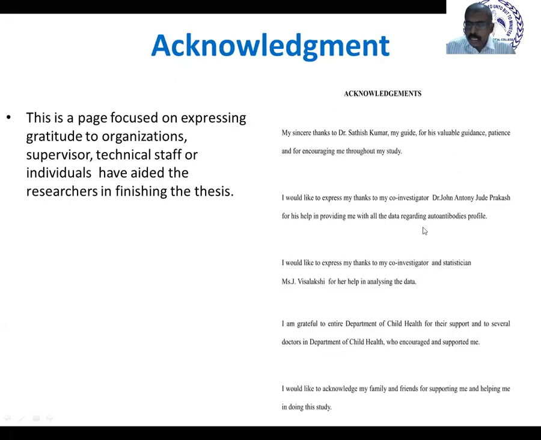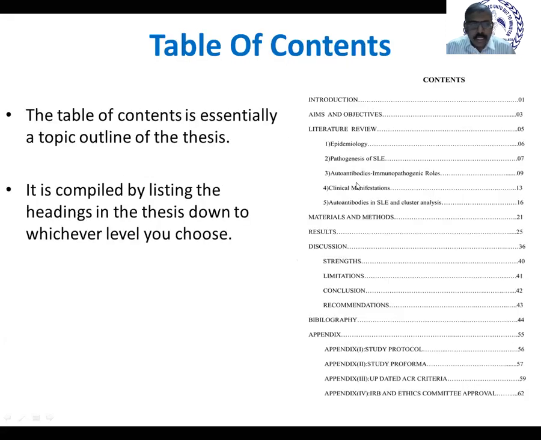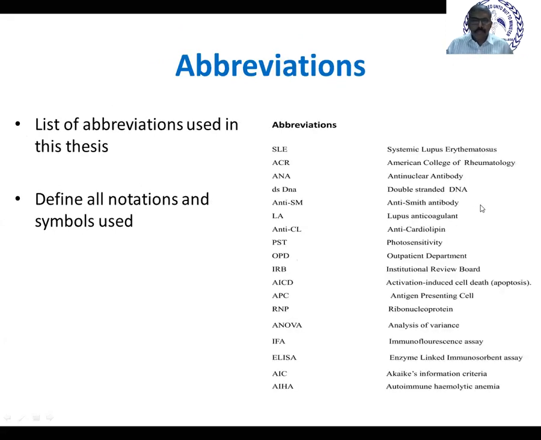And you can write the acknowledgement. You can thank your guide, your wife, your God, everybody in the acknowledgement section. Then the table of contents. This is another important thing. You should put the table of contents correctly aligned, and write on which page each section starts. Then abbreviations. What are the abbreviations you used in the thesis? So you have to have a page for abbreviations.